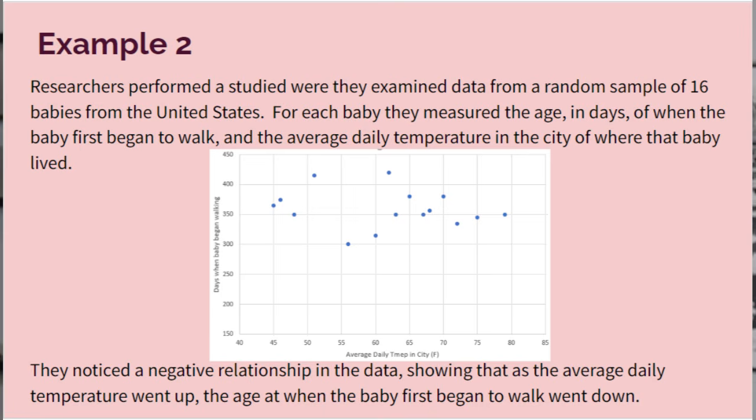Now, when we look at this scatter plot, we first off notice that, well, the relationship isn't extremely strong, but we do see a slight negative relationship, which shows that as the average daily temperature increases, the number of days it takes a baby to learn to walk actually goes down. All right, so the question is, is there in fact a relationship?